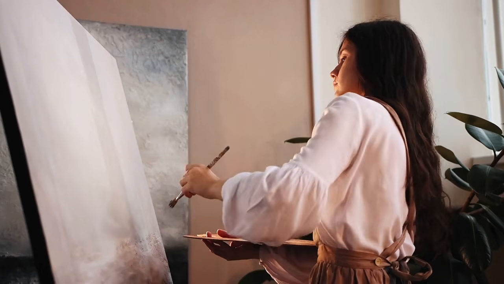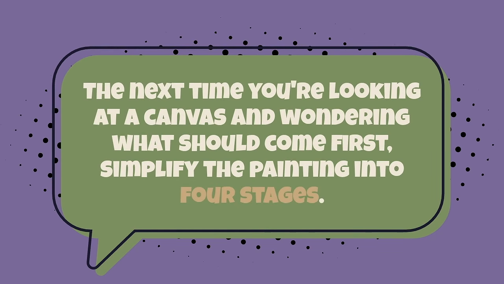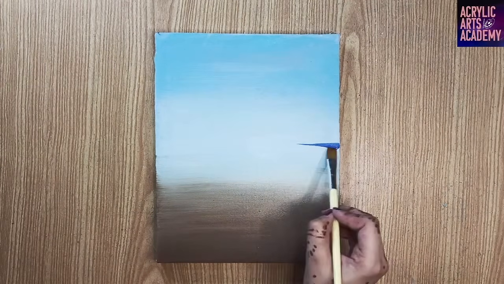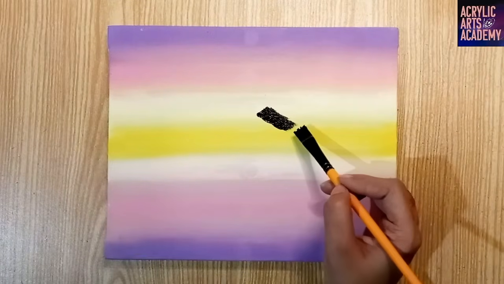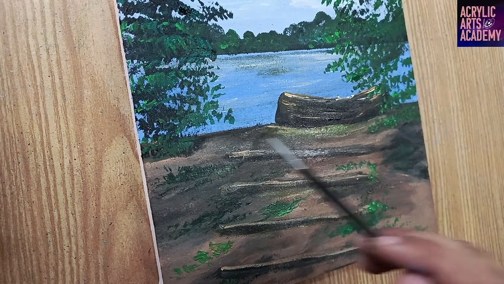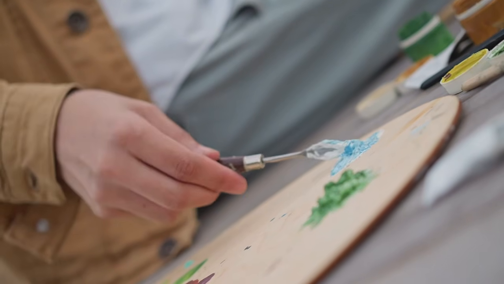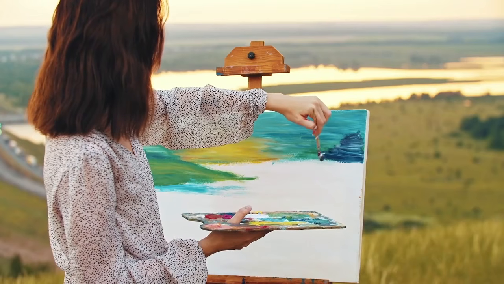For now, let's bring everything together. The next time you're looking at a canvas and wondering what should come first, simplify the painting into 4 stages. Start with the background. Establish the environment and the elements farthest away. Then move into the middle ground. Build the larger shapes that begin bringing the landscape forward. Next, develop the foreground with the stronger and closer elements. And finally, add the smaller details, textures, and highlights that finish the painting. You don't have to figure out the entire landscape all at once. Simply focus on the layer you're working on now.